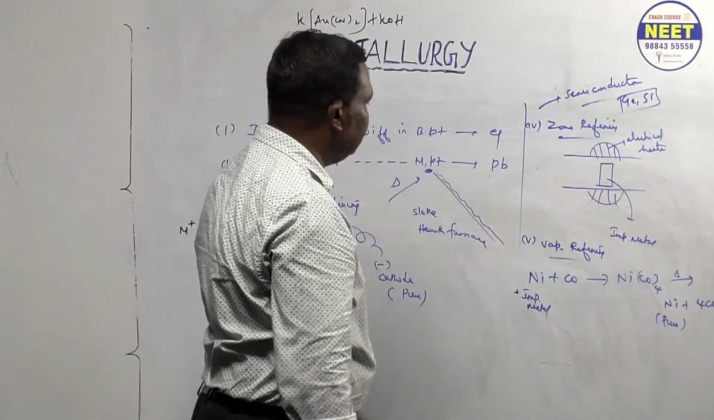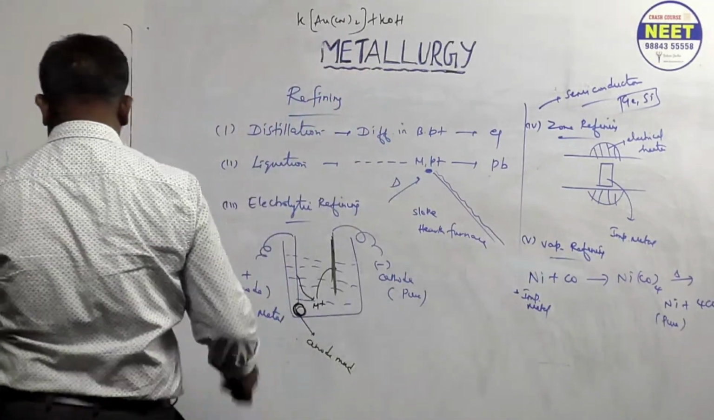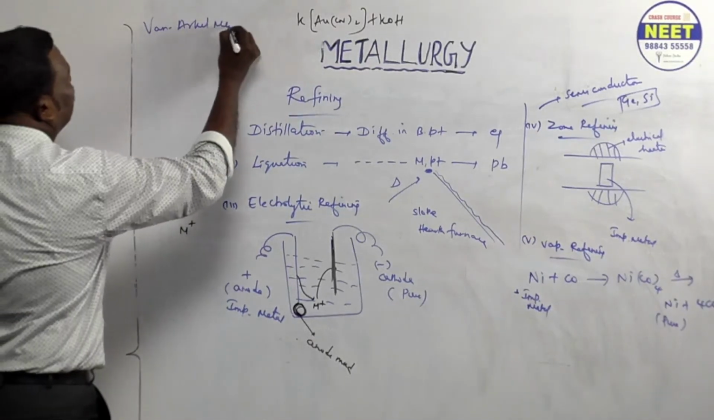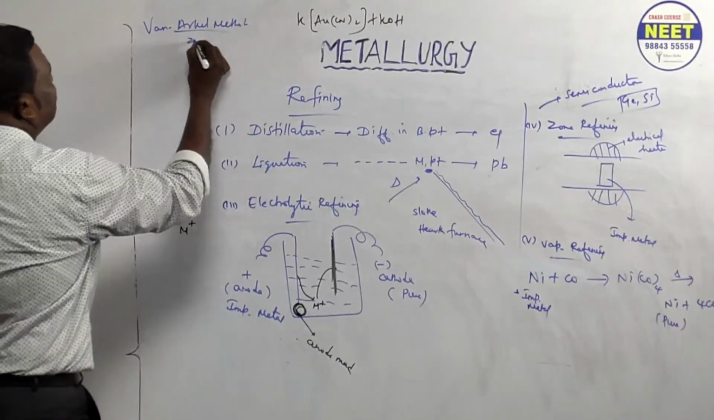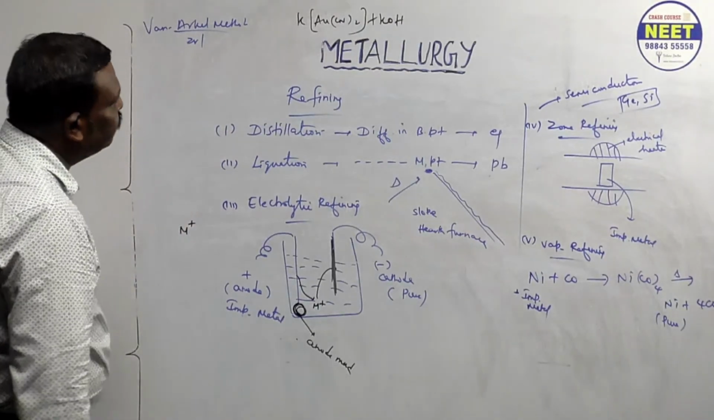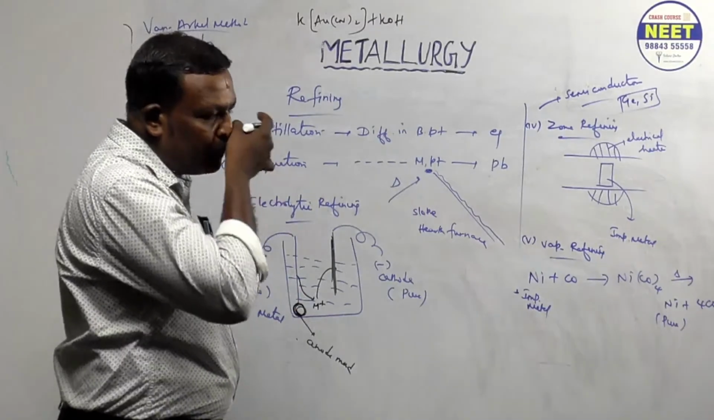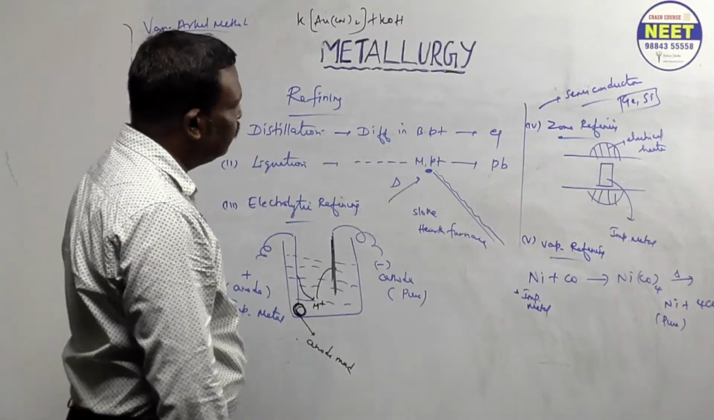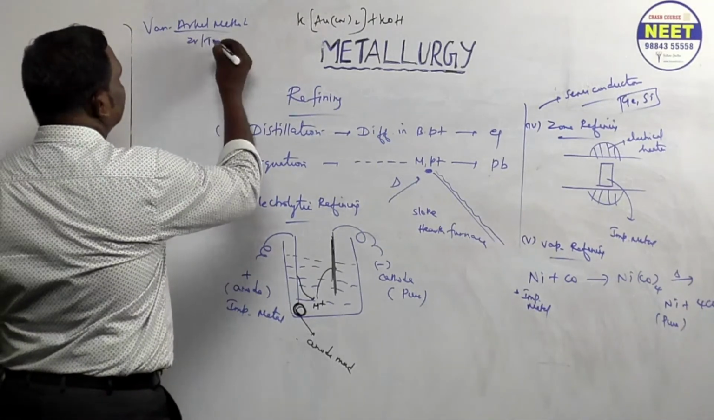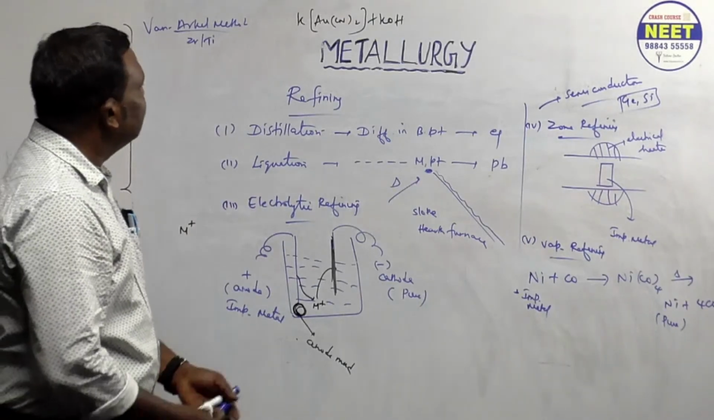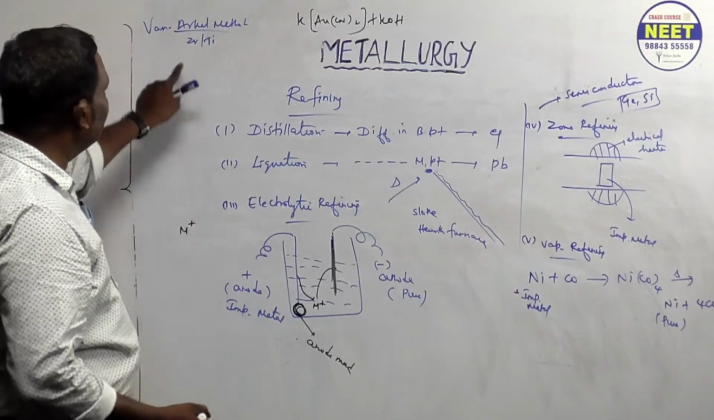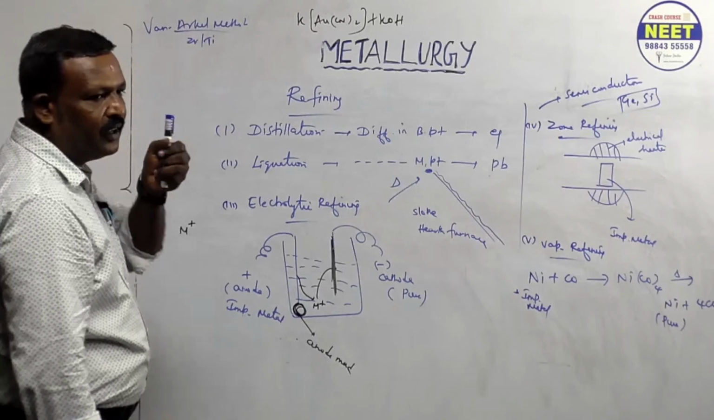Understood? Likewise, one more method is there: the Van Arkel method. Here mostly zirconium and the other element, titanium. Zirconium and titanium are refined by this method, the Van Arkel method.